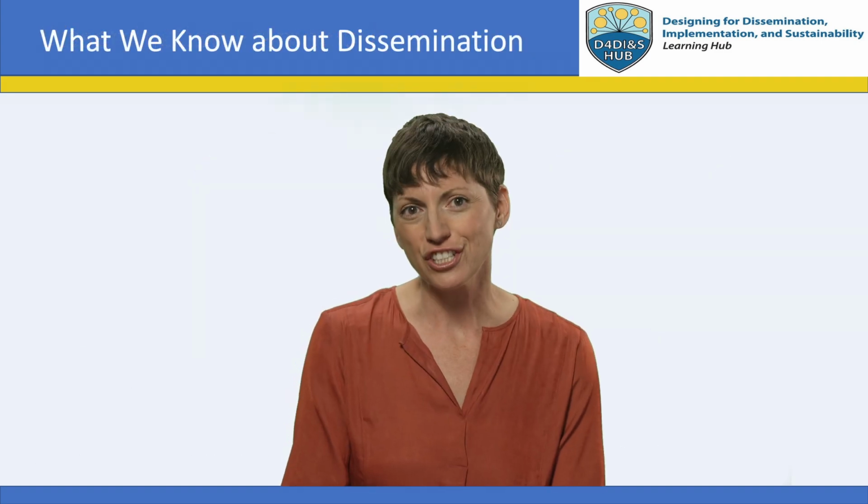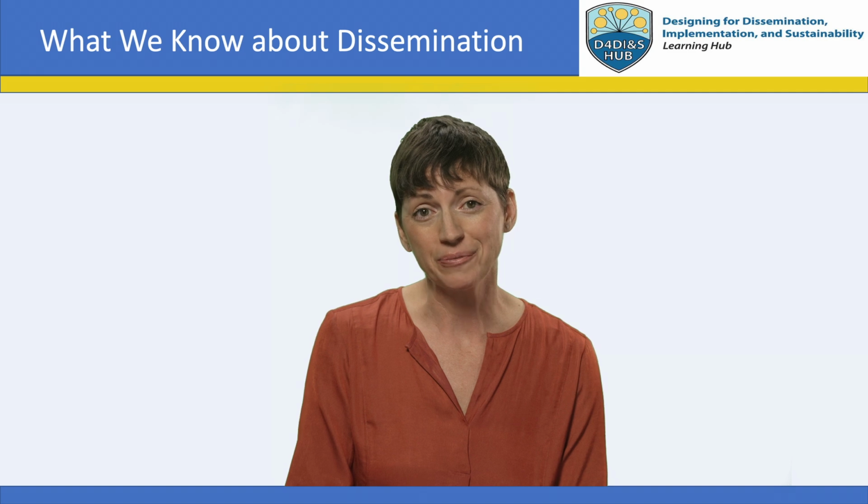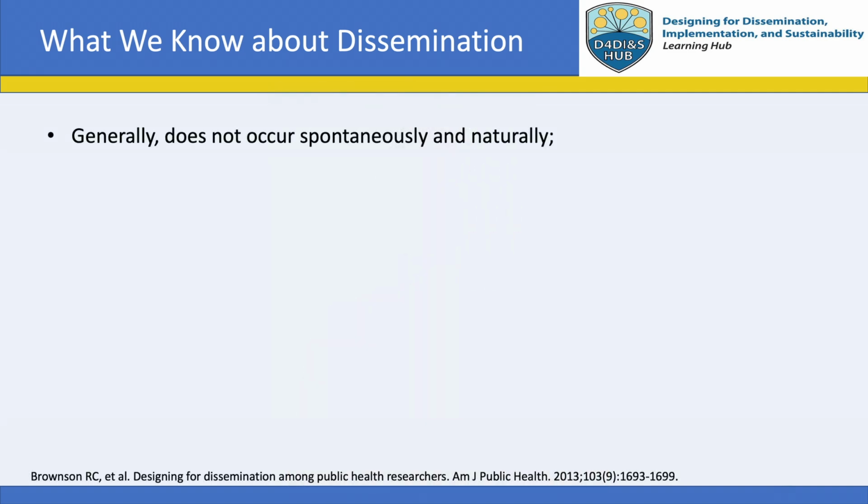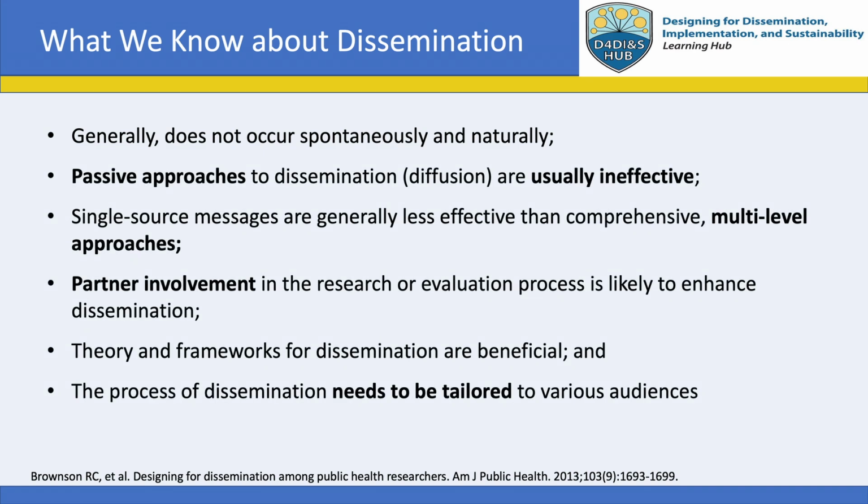Here are a few additional tips for effective dissemination. Generally, dissemination should be an active process for it to be effective. That means engaging partners at multiple levels in the organization approach, such as staff, providers, and leadership. Your message and approach also need to be tailored for different audiences. Additionally, strategies like the D4DI&S can be helpful to follow to set up your intervention for successful dissemination.